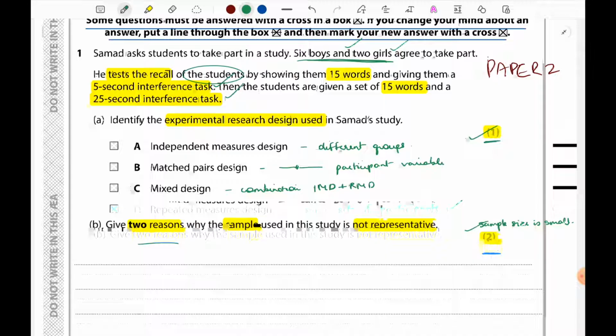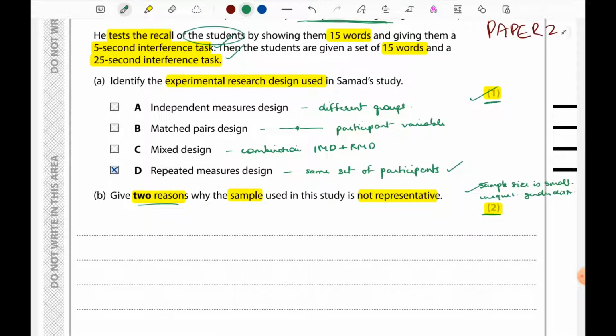Again, you don't just write unequal gender distribution. You mention that there are 6 boys as against only 2 girls, and that is why gender distribution is unequal. Again, use wording from the scenario. When you write and when you read to check your answer, make sure there is wording from the situation which has been given. Okay, let's see how to write this.